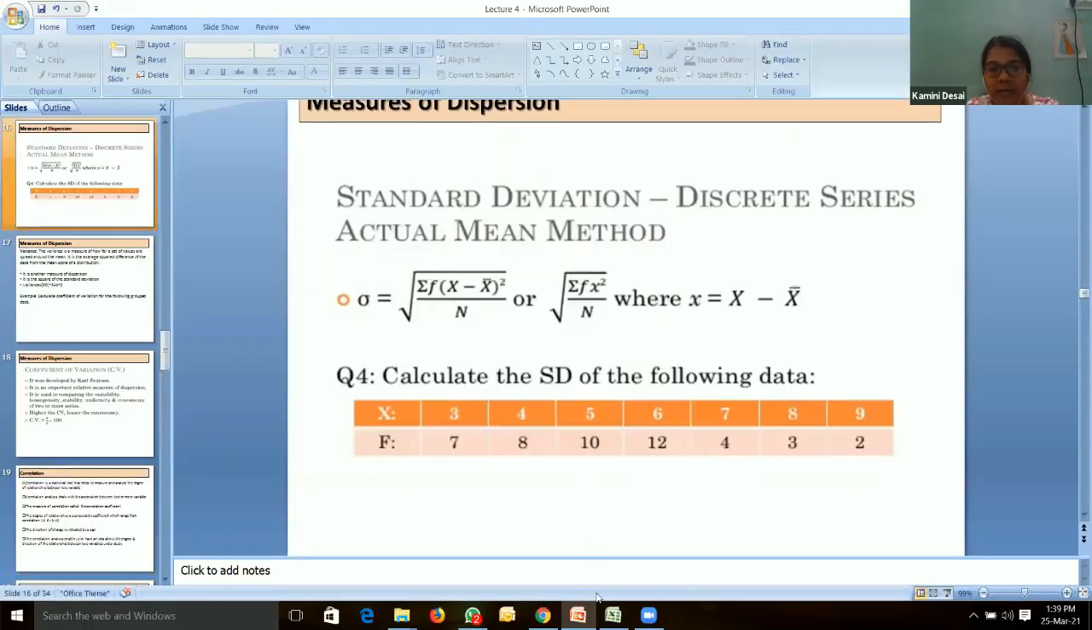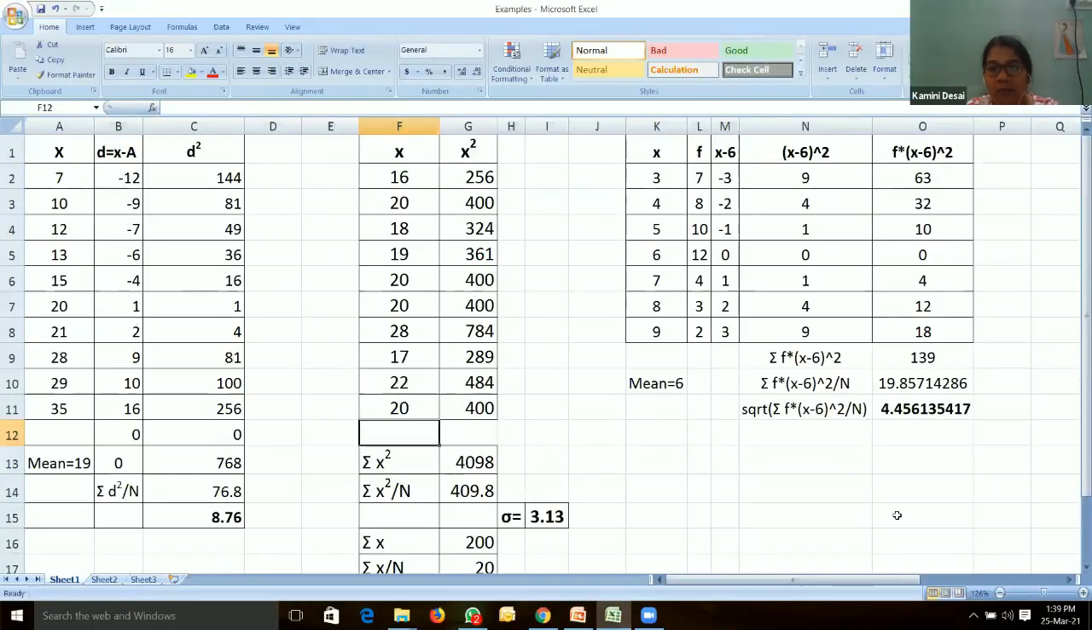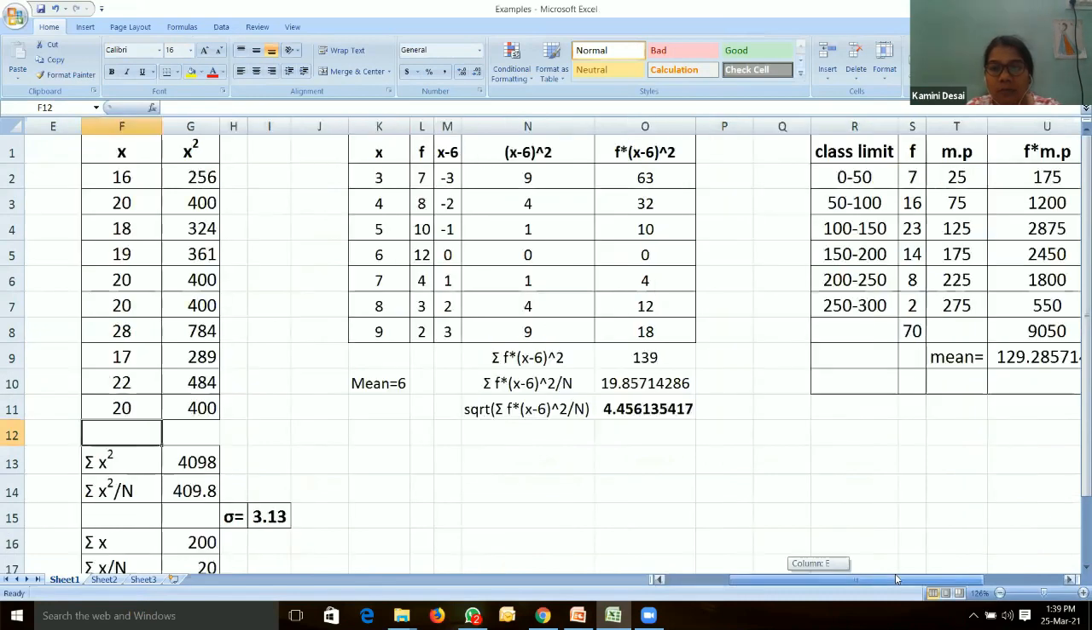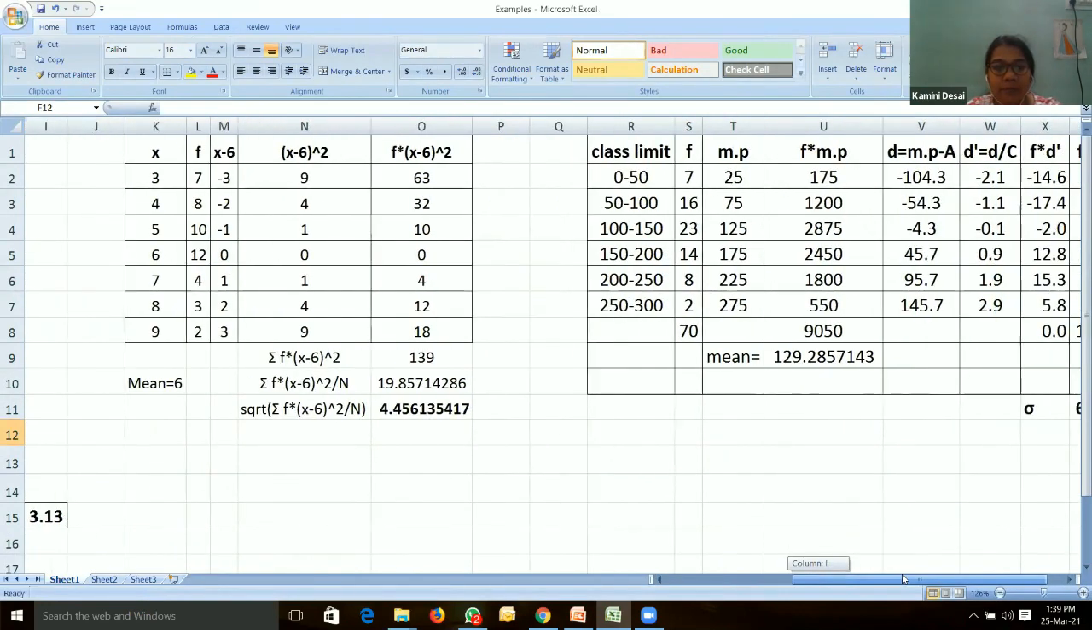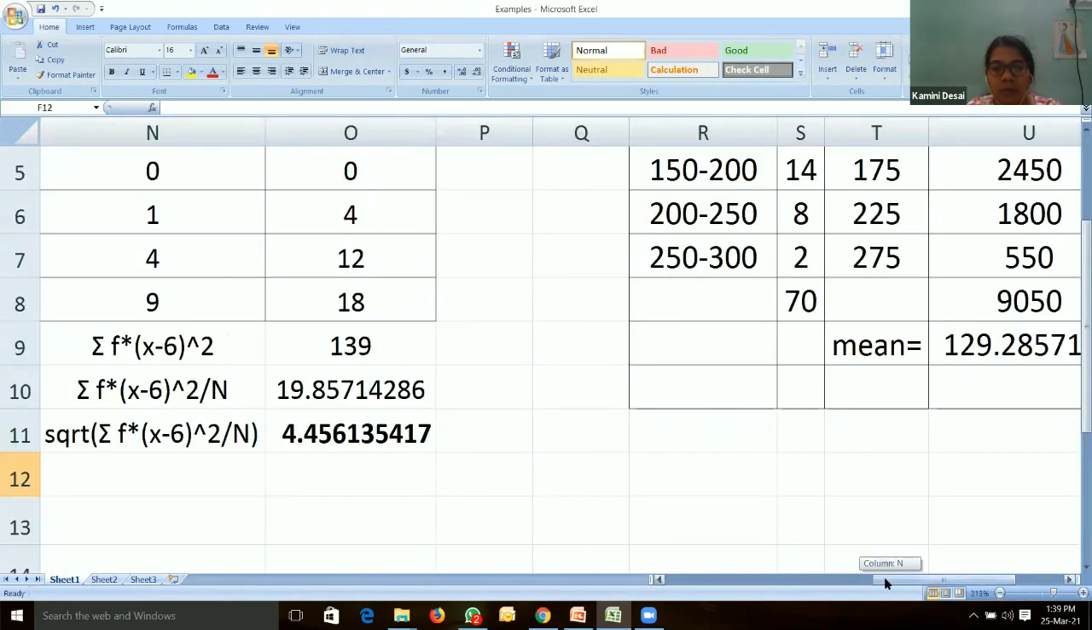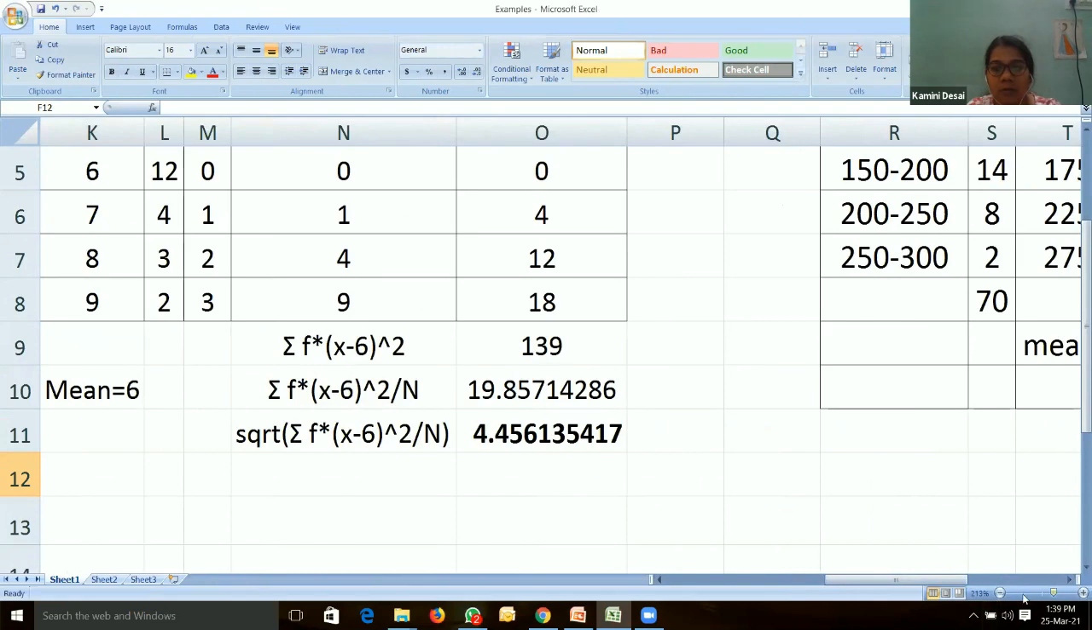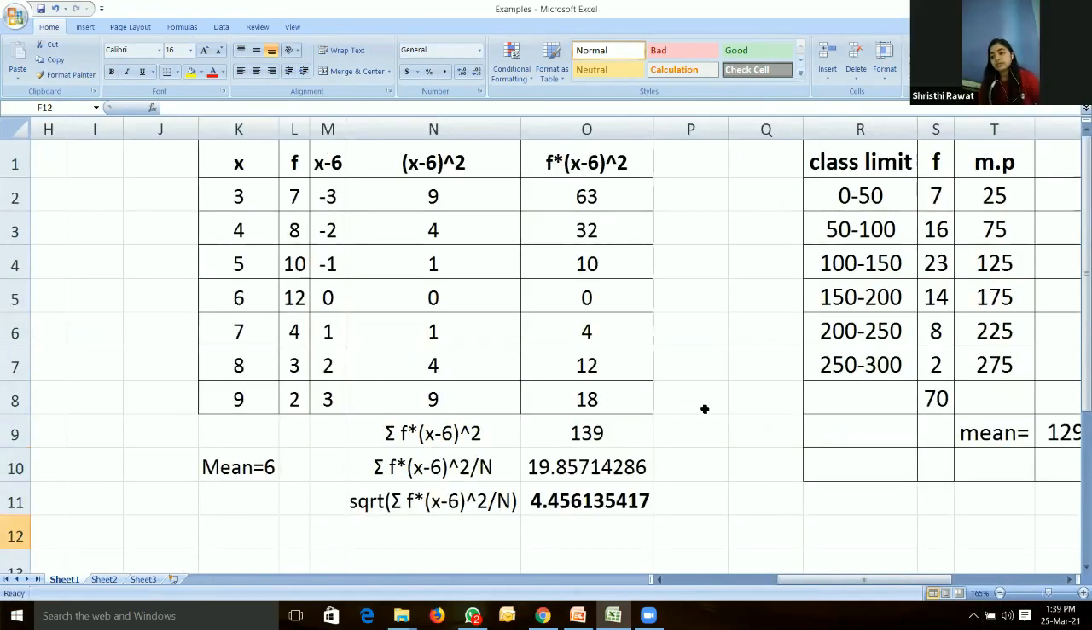So I have already entered the data. So enter x, f. X is the number of observations: 3, 4, 5, 6, 7, 8, 9. And f is equal to 7, 8, 10, 12, 4, 3, 2.